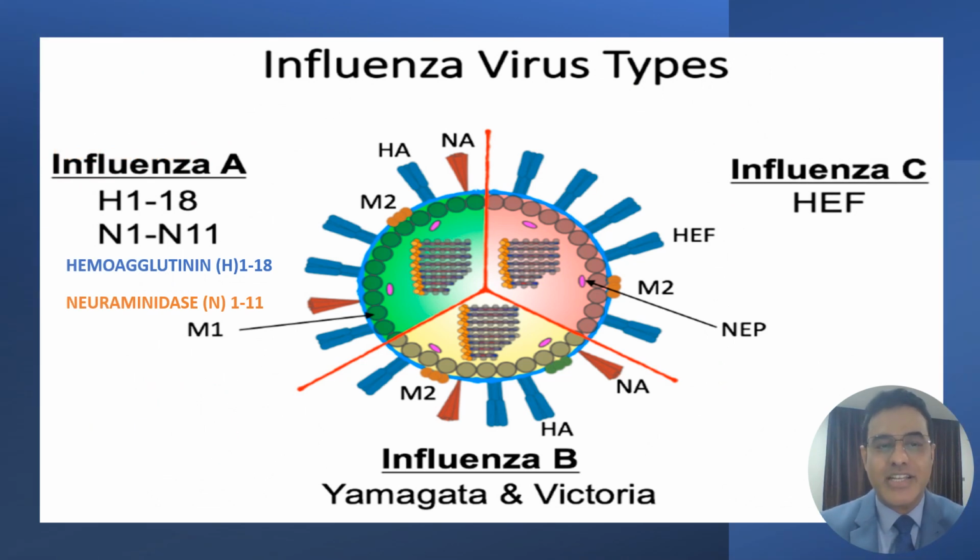Influenza A has multiple types, from H1 to H18 and N1 to N11. In human beings, H1 and H2 are the commonest strains that affect humans, and among the N strains, N1 to N5. In influenza B, the Yamagata and Victoria strains are the ones very commonly affecting human beings.